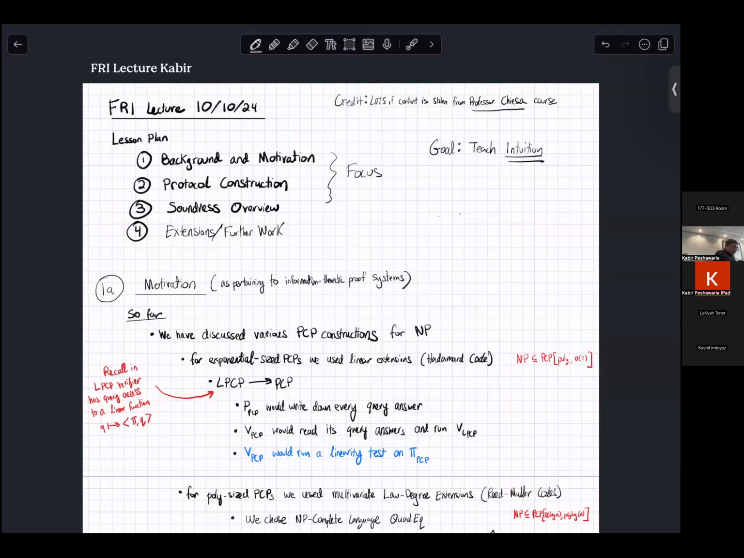Thanks for coming. Today I'm going to be talking about the FRI protocol. This is Fast Reed-Solomon Interactive Oracle Proofs of Proximity. That's a mouthful. We'll get to what all those things mean in a bit.